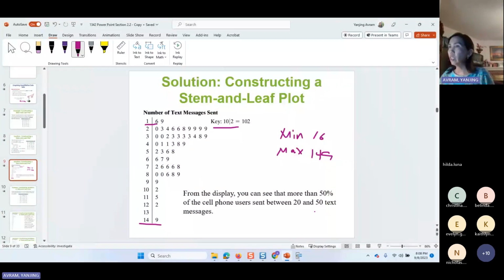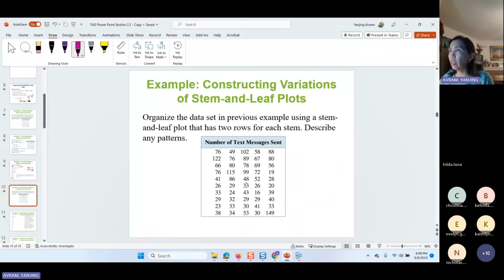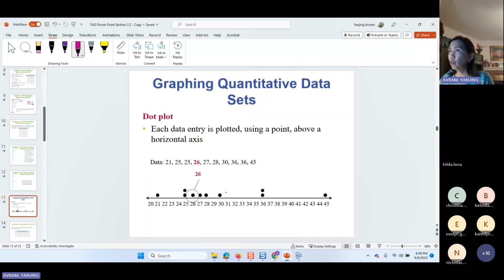All right, so that is the minimum and the maximum in here for this stem and leaf. All right, so pretty straightforward.